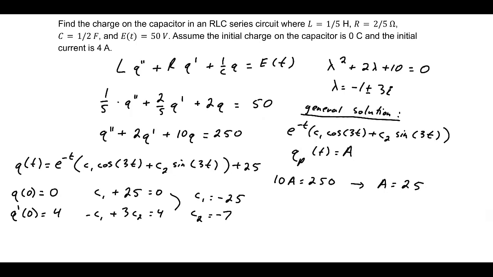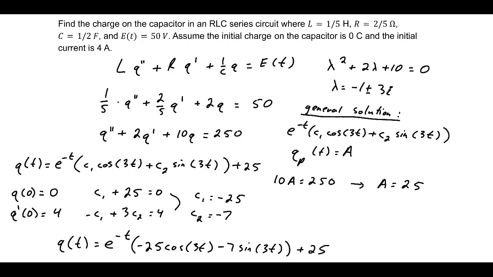So that our final solution here for charge is Q of t equals e to the negative t, open parentheses, negative 25 times cosine of 3t, minus 7 times sine of 3t, close parentheses, plus 25. That is our equation for charge.